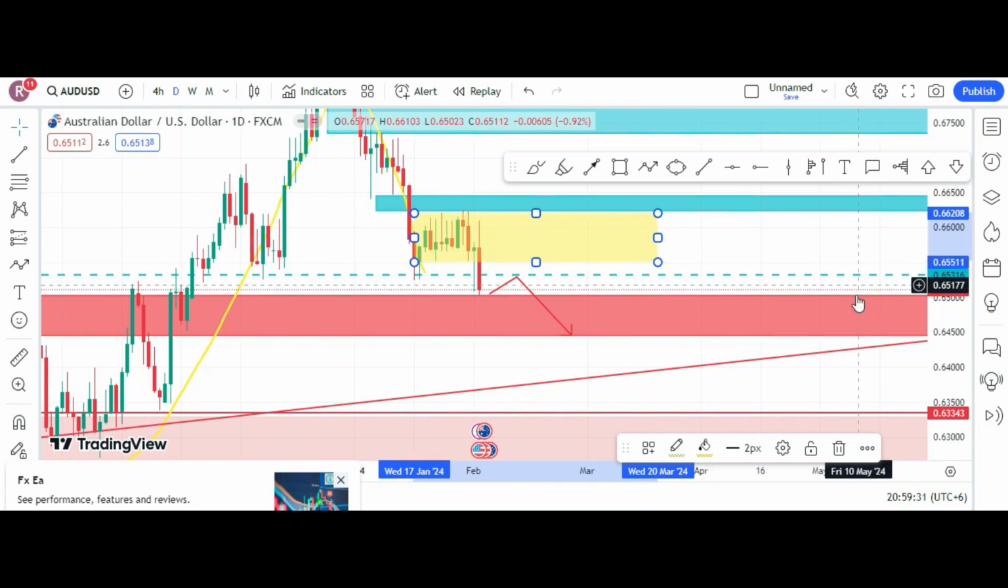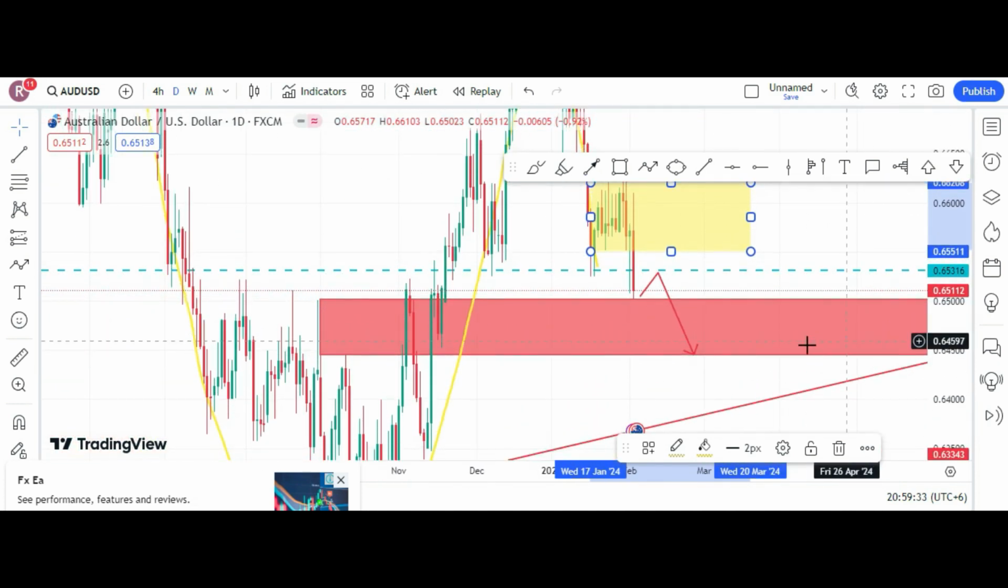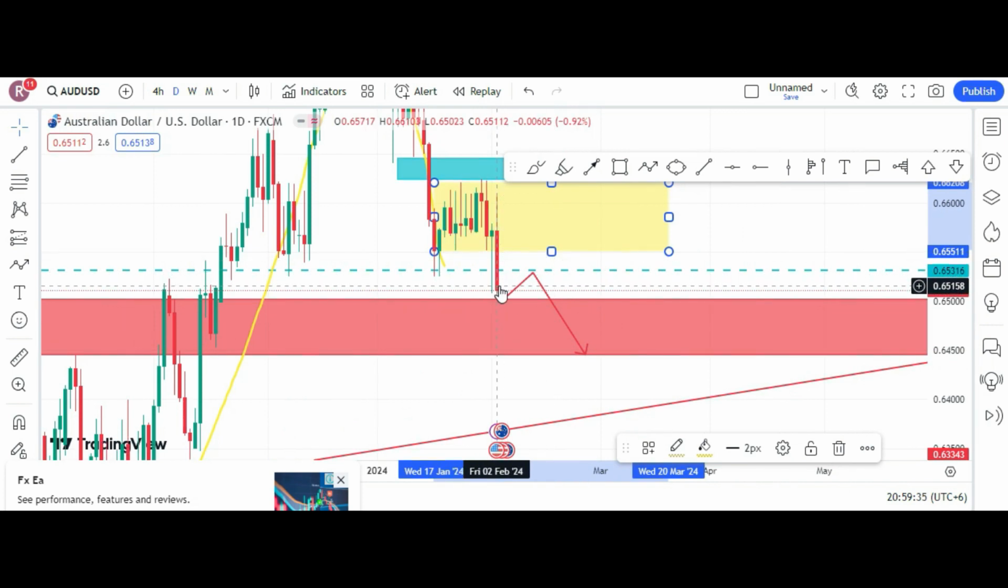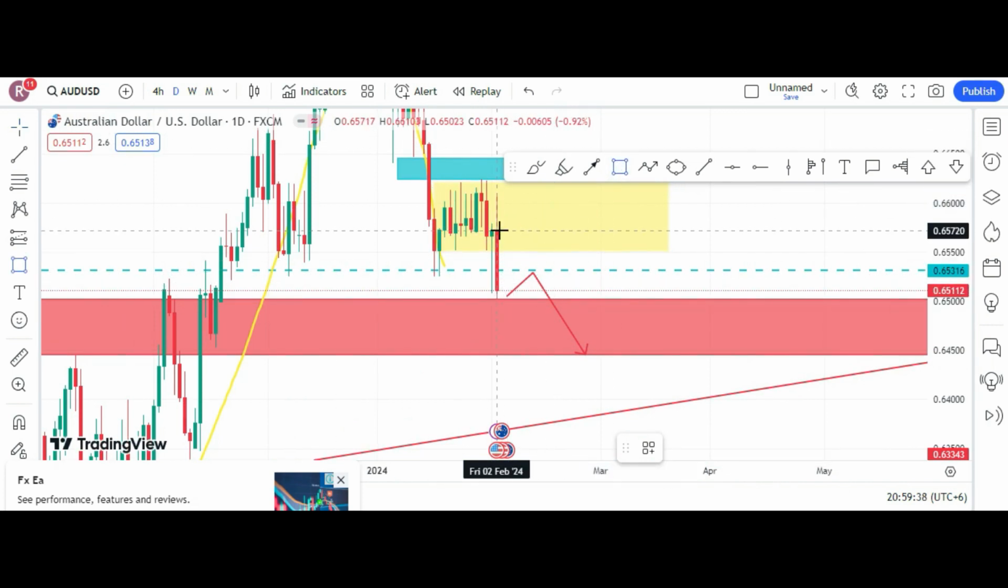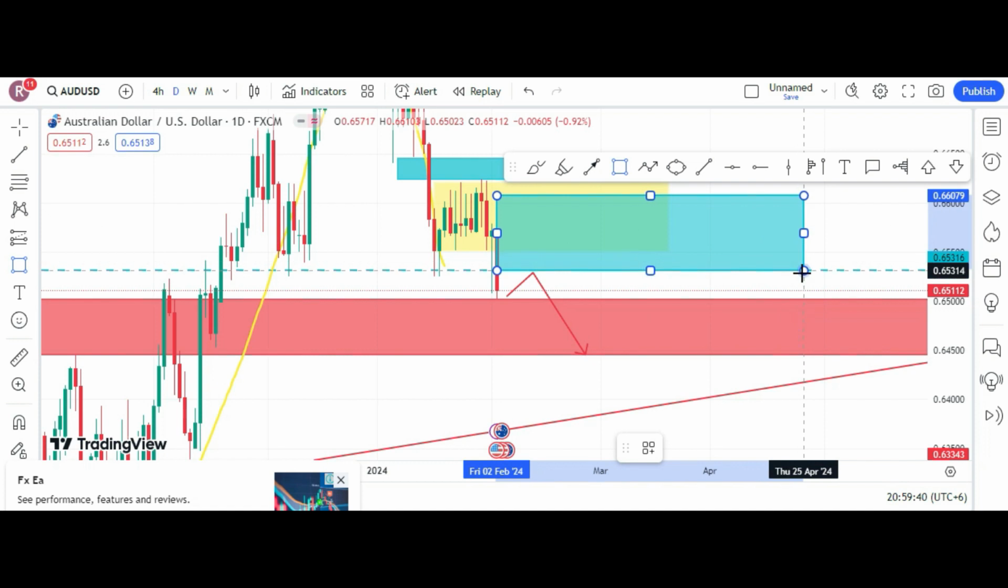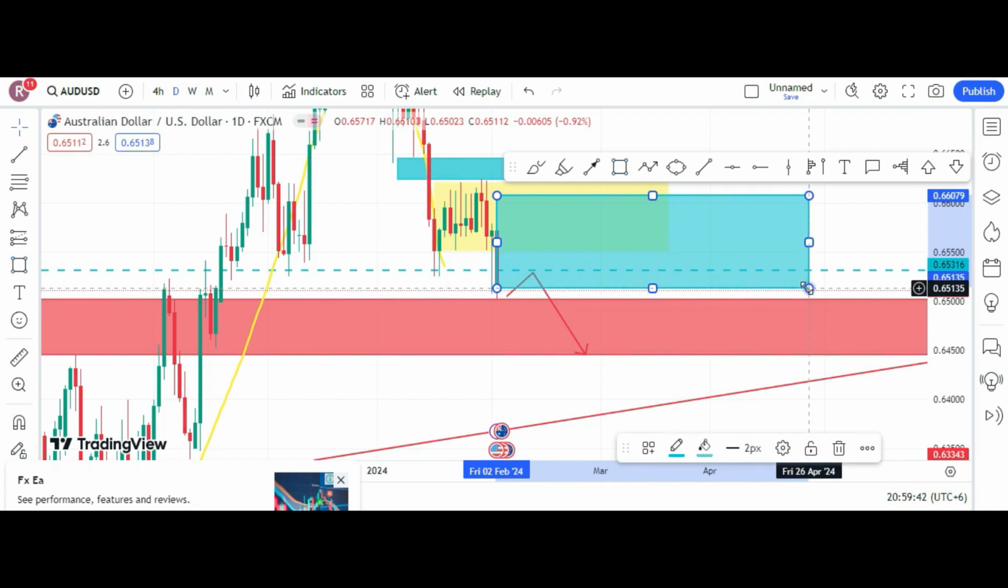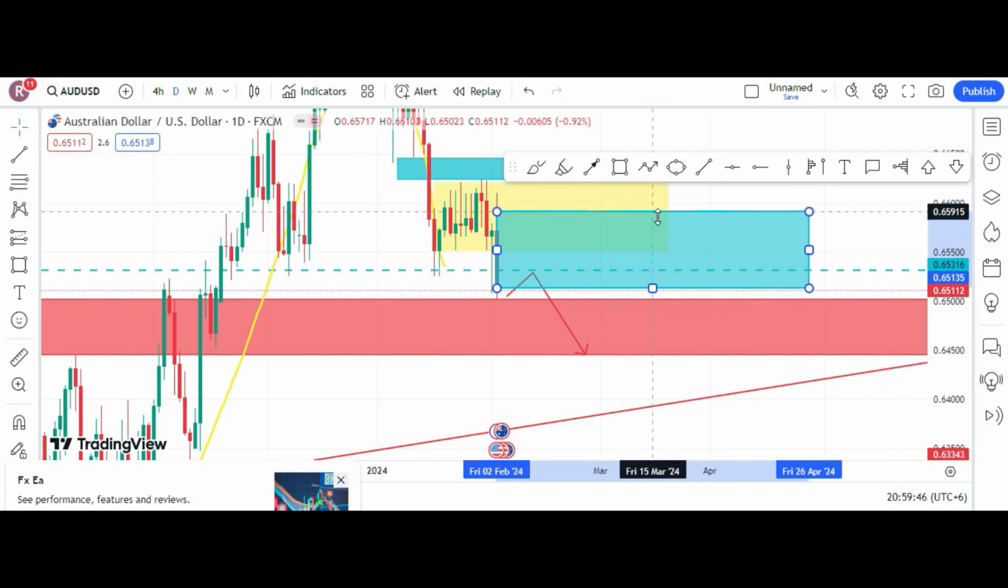But I leave it right now for two reasons. One is, you guys can see we have this daily imbalance currently. This is the daily imbalance the market needs to address. Maybe it will come down and take out at least up to this area.